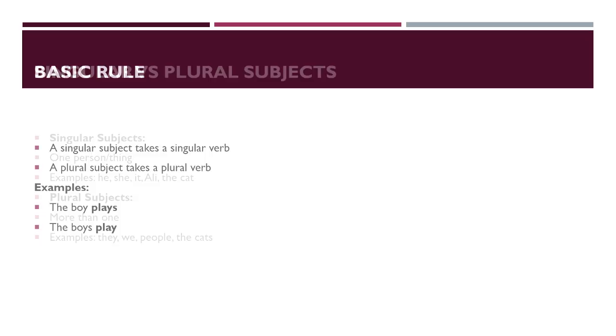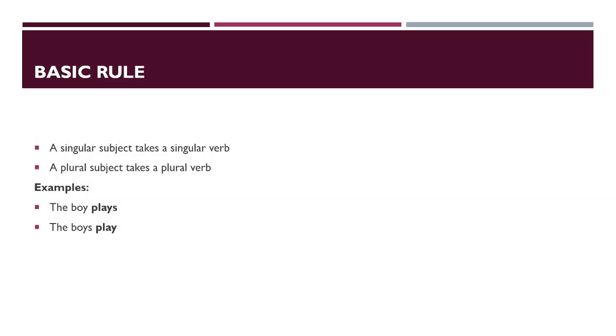Now let's look at the basic rule of subject-verb agreement. The rule is very simple. A singular subject takes a singular verb and a plural subject takes a plural verb. For example, we say the boy plays, but the boys play.